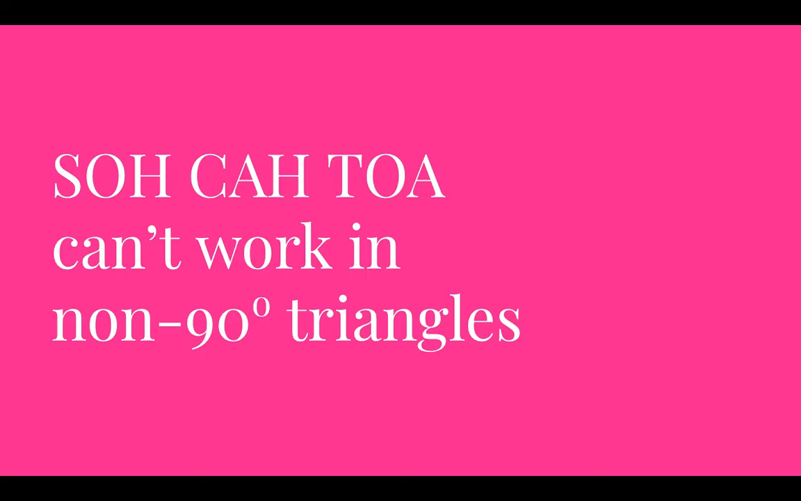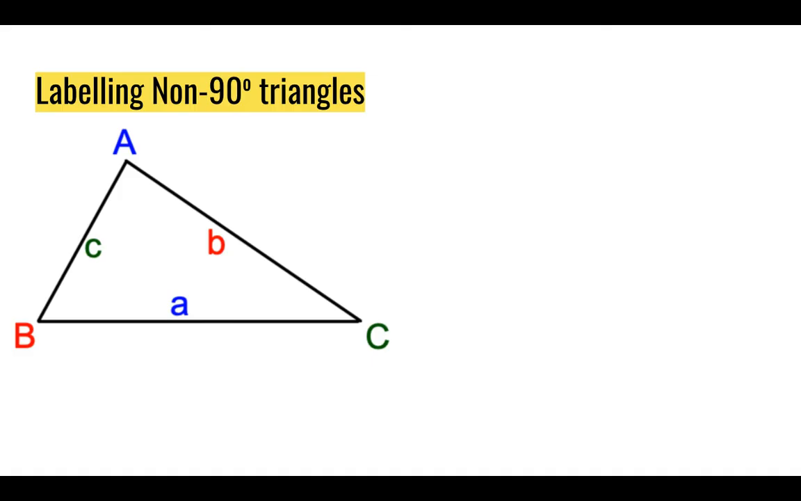Well, first, if we have a non-90 degree triangle, we cannot use SOHCAHTOA. Okay, we cannot use sine is opposite over hypotenuse, cosine is opposite over hypotenuse, and tan is opposite of adjacent. So what are we to do with these triangles? Because most triangles, if you encounter a triangle in your life, are probably not going to be exact 90-degree triangles. So first, let's look at non-90-degree triangles.